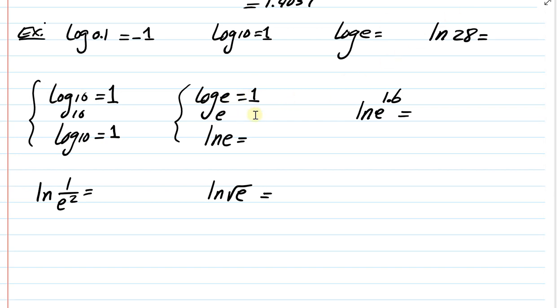So I can say natural log of e is 1, because that's log base e of e. How am I going to do ln of e to 1.6? Using the power rule of logarithms, that's going to be 1.6 ln of e, but then we just showed ln of e is 1, so the answer is 1.6. Notice I'm using just the properties of logs to do these.